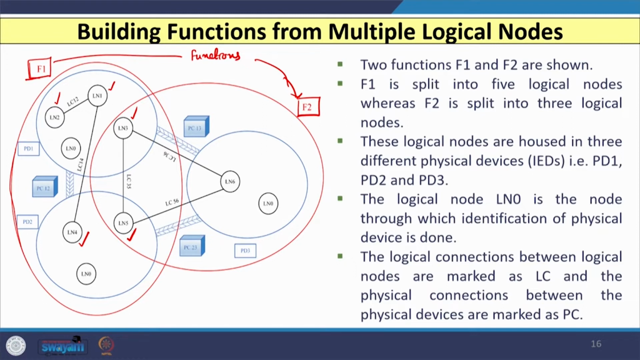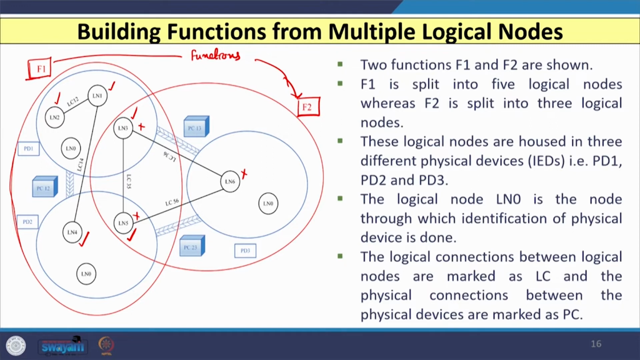Similarly, in function 2, 3 logical nodes are available: logical node 3, logical node 5 and logical node 6. So, 3 logical nodes are available in function 2. These logical nodes, the 5 logical nodes in function 1 and the 3 logical nodes in function 2, are located in different physical devices.